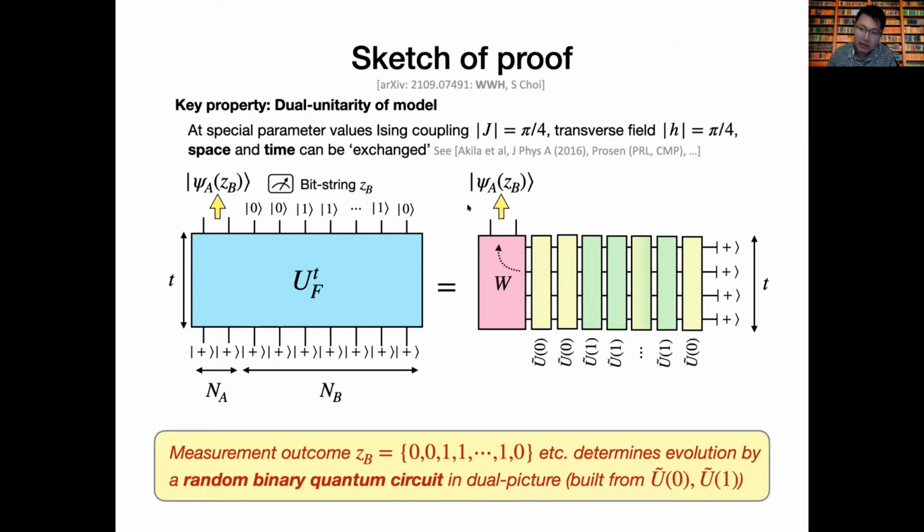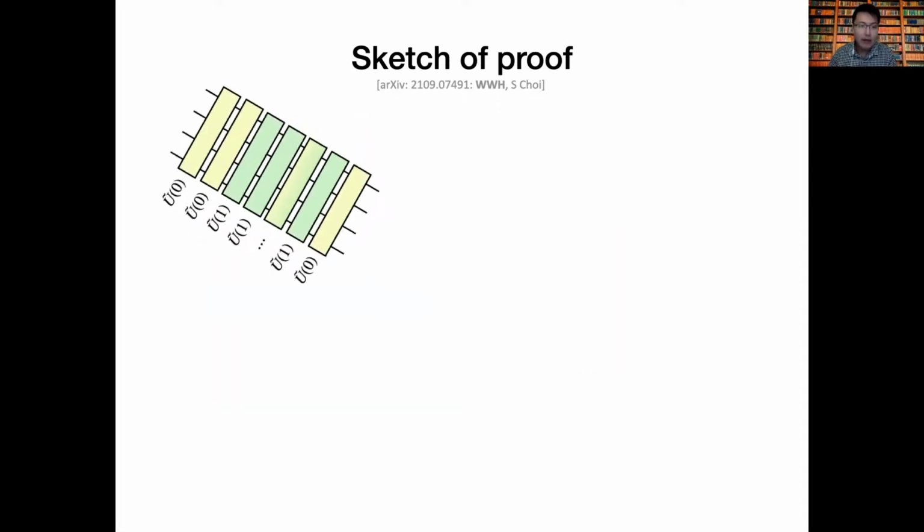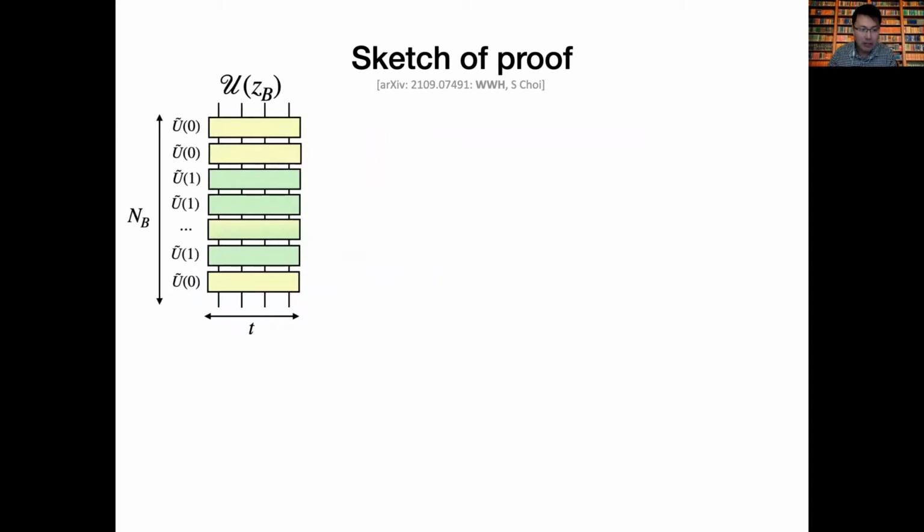We can think of the state that emerges here as arising from some sort of quantum computation determined by the measurement outcome ZB. So we now have to understand exactly what sorts of quantum computations this quantum circuit is doing. Let me just state that U0 is actually nothing more than the original Floquet unitary, but acting now on T fictitious qubits. U1 is pretty much the same, except for a seemingly innocuous change where there's an extra Zeeman field action on the boundary, specifically of a strength pi over 2.